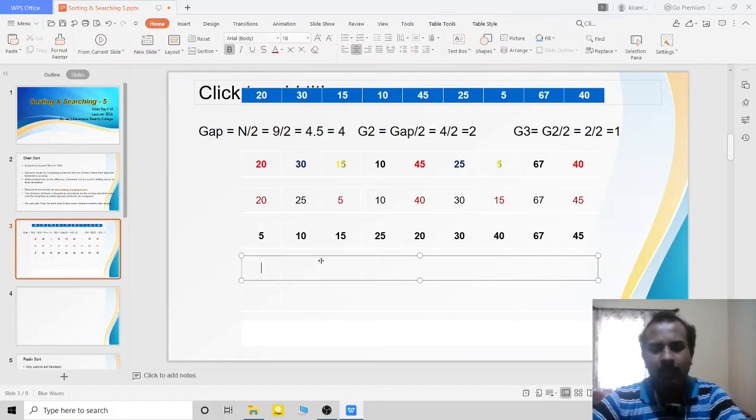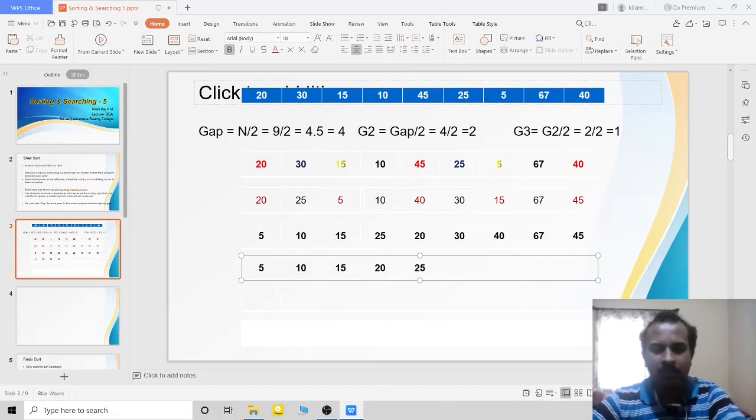Now 5 is compared with the 10. 5 remains as it is and 10 will remain as it is because 10 is greater. Then 10 will be compared with the 15, so it is going to remain as it is. 15 will be compared with the 25. 25 is greater, so it will remain as it is. Now 25 is compared with the 20. 25 is greater element and 20 is smaller, so it will be exchanged.